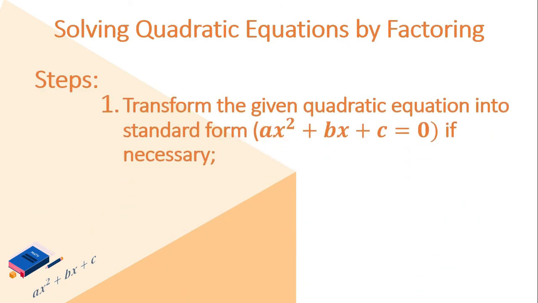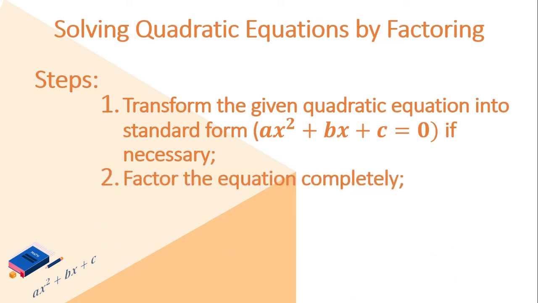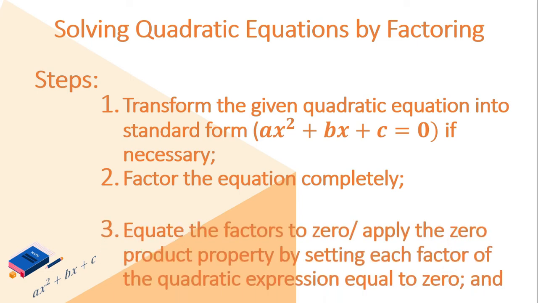Let's have the following steps. Step number 1. In solving quadratic equations by factoring, the first thing that we have to do is to transform the given quadratic equation into the standard form, which is ax squared plus bx plus c equals 0, if necessary. Number 2, we have to factor the equation completely.